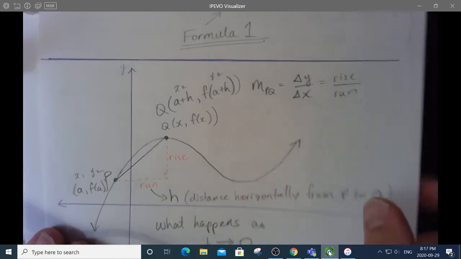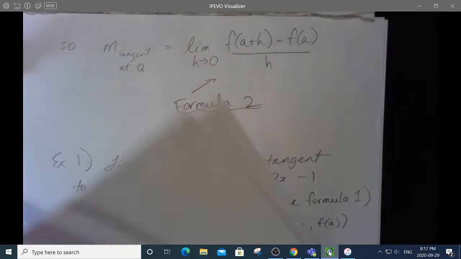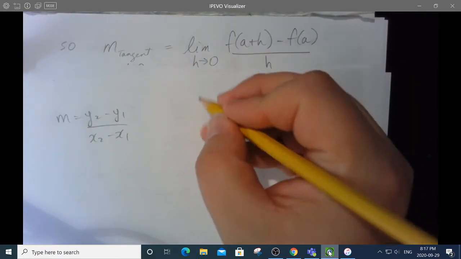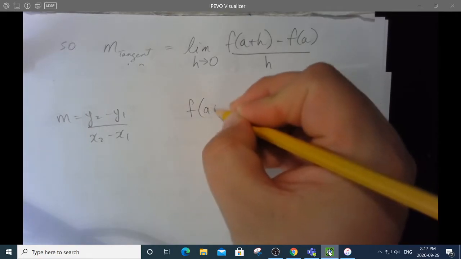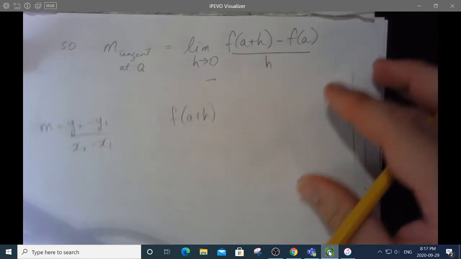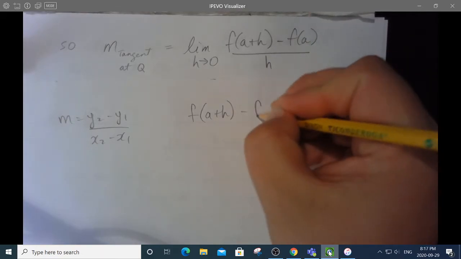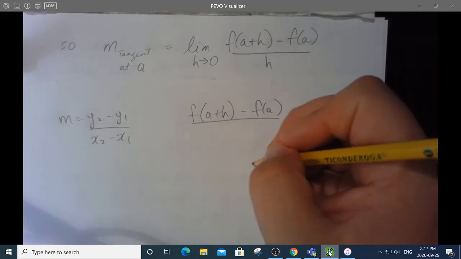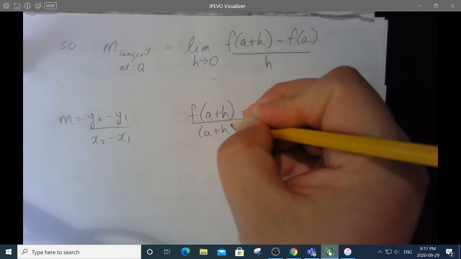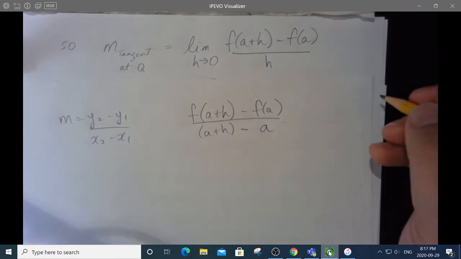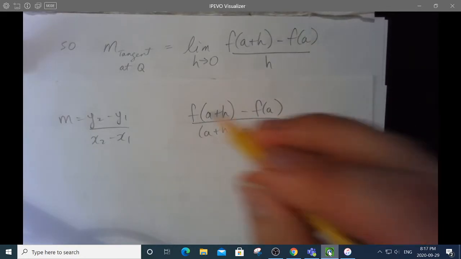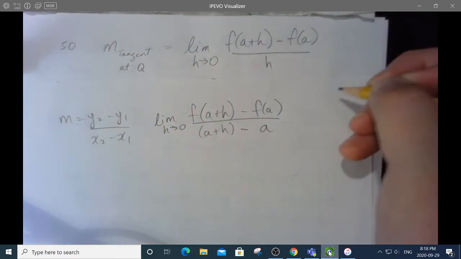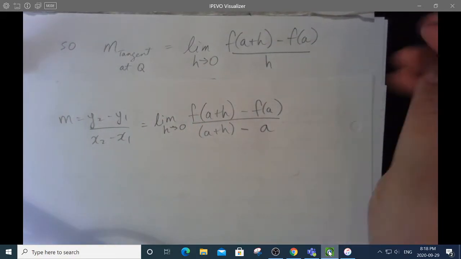So plug those things into the slope formula, and you get f of a plus h, that's y2, minus f of a, all over, so that's y2 minus y1, this is x2 minus x1. And of course, this will be the slope of the tangent as h approaches 0. So the slope of the tangent is this as h approaches 0.